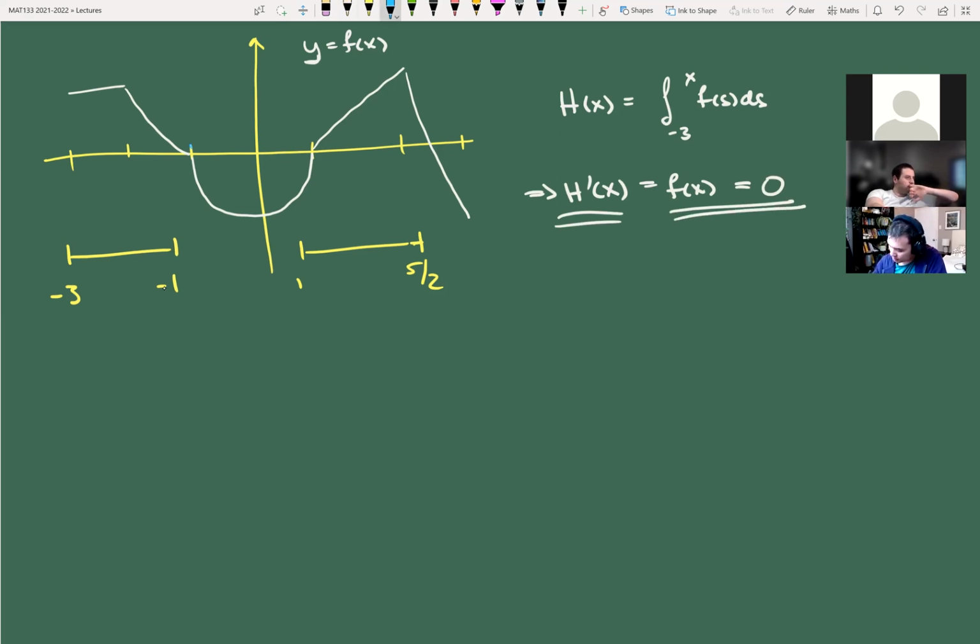And the answer is right here, right here, and right here. And this is -1, 1, and 5/2. And so that is C. Right? Now, there were a good chunk of people who said B. B would be the correct answer if I were asking you for the critical points of the function f, but I'm not, right? I'm asking for the critical points of the function h, not f, right?